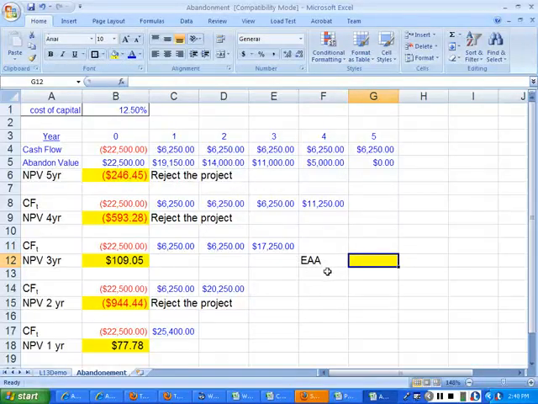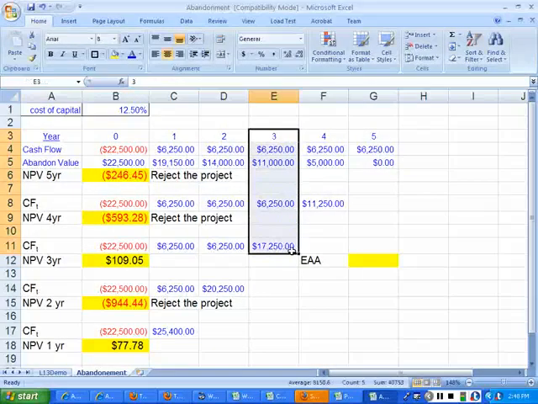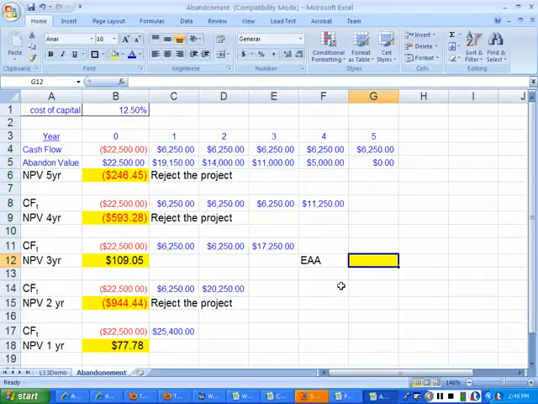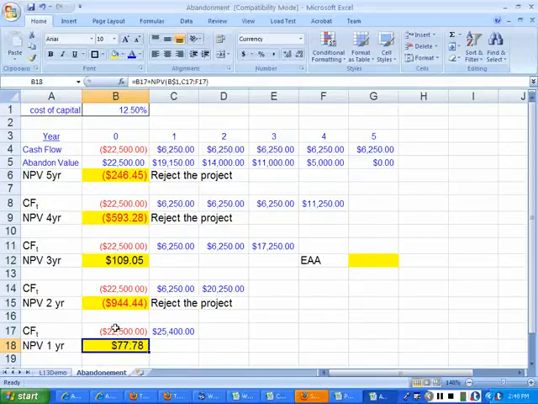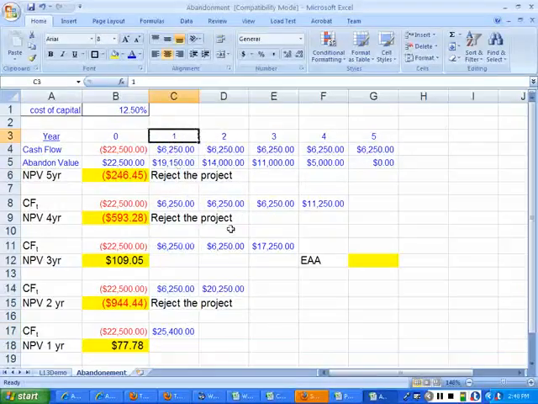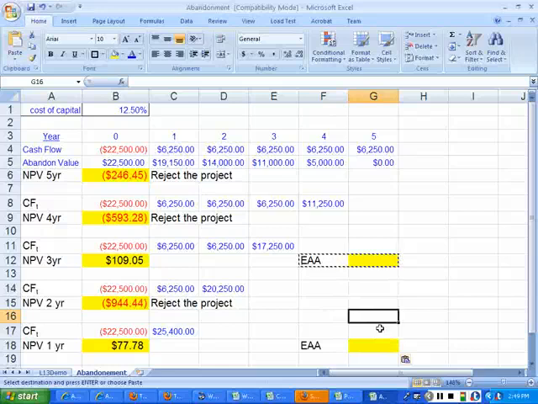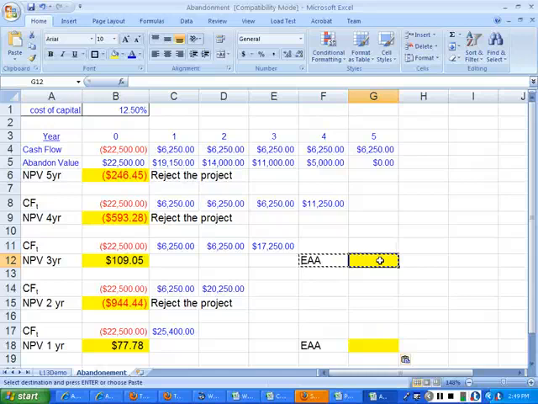So in this case, all the equivalent annual annuity does is it's asking us to figure out, if I spent $109.05 today to purchase an annuity that lasted for 3 periods, what would be the annuity amount that I got each year? Versus if I spent $77.78 today to buy an annuity that lasted only 1 year. So the number of years according to the end of the project, what would that equivalent annual annuity be? And we want to calculate those and compare. The one that has the higher equivalent annual annuity is the project that we should adopt. So we'll go through here and deal with that.